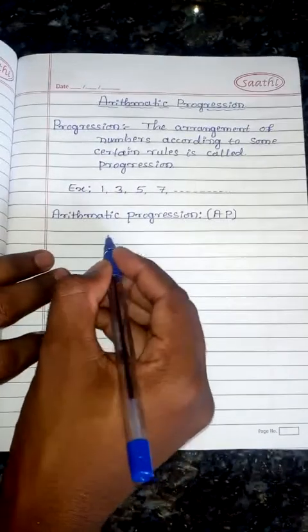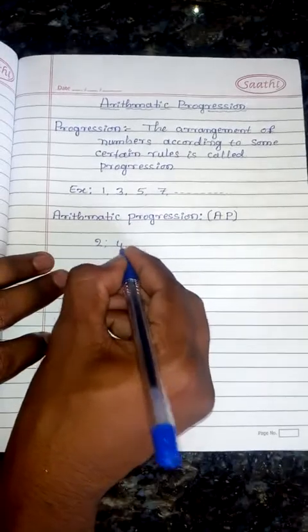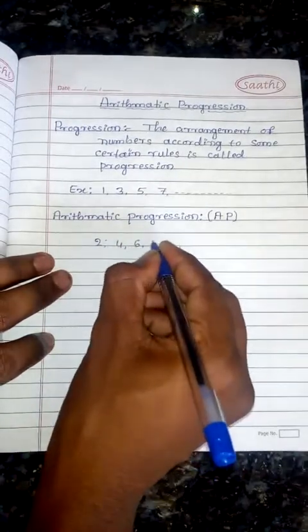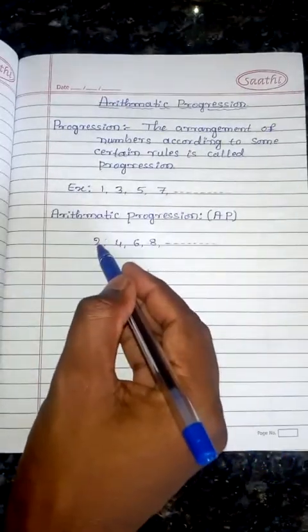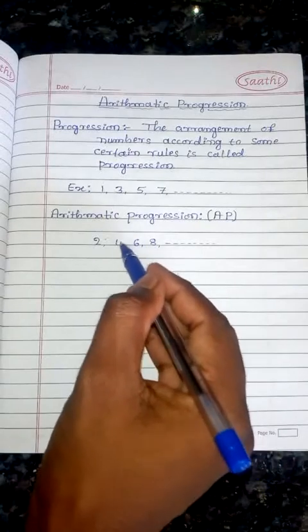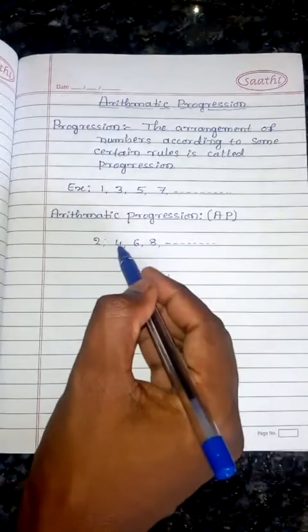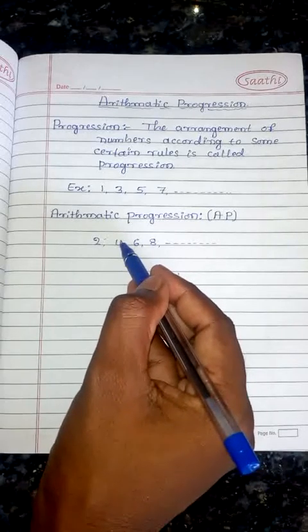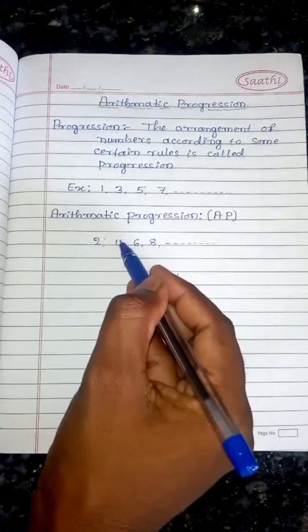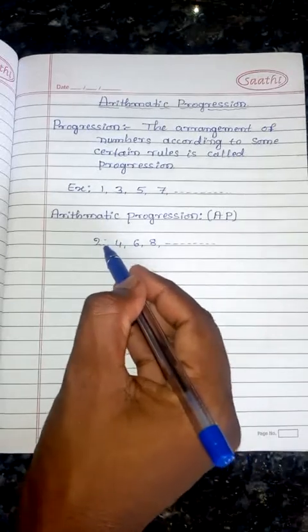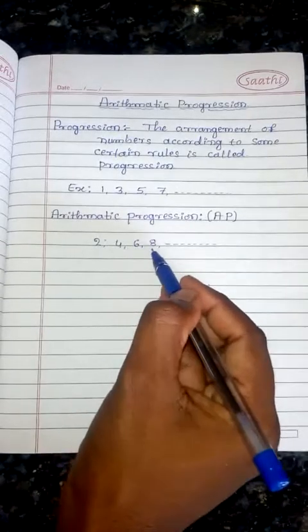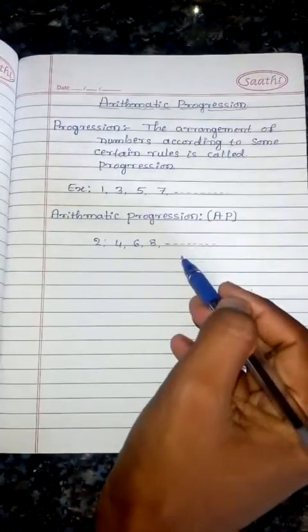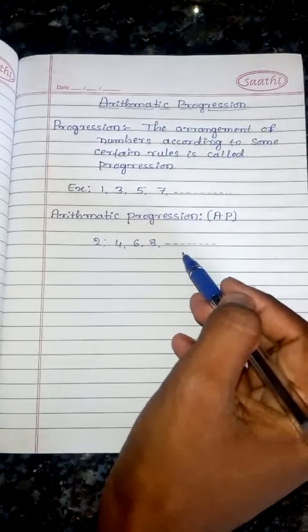Here is another example: 2, 4, 6, 8, and so on. This progression is also an arithmetic progression because the difference between consecutive numbers is equal, or constant. For example, 4 minus 2 is 2, 6 minus 4 is 2, 8 minus 6 is 2. Therefore, this progression is called an arithmetic progression.